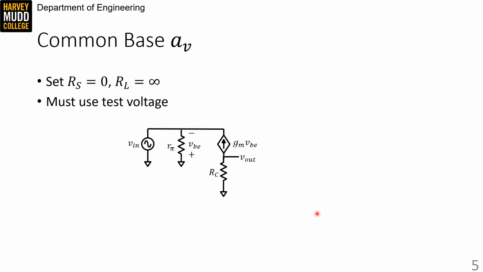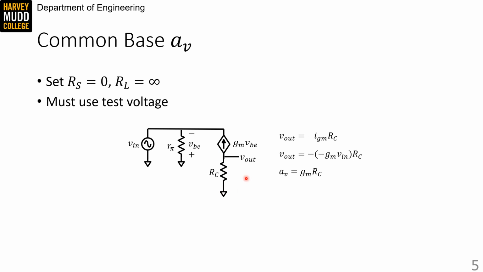Finally, we'll find the voltage gain. We let the source impedance be 0 and the load impedance be infinite as usual, and then apply a test voltage source. Pause the video and try to find the voltage gain. The output voltage is going to be minus IGM times RC. Because the current is flowing up this branch, the positive side of the resistor is here, and the negative side is here. So we get 0 minus VRC, which is IGM times RC.